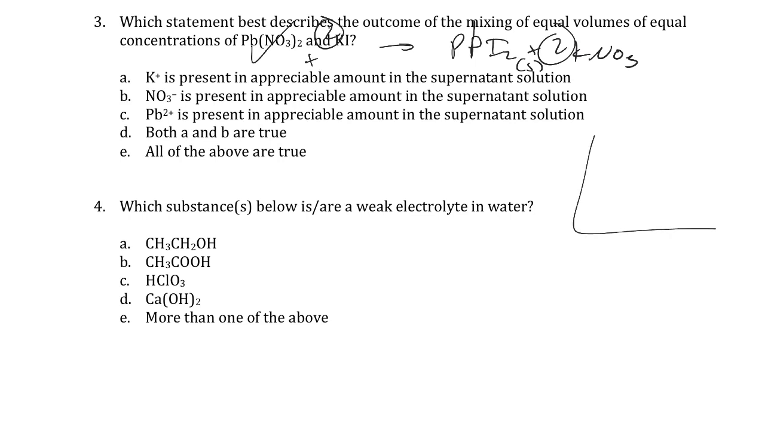So if we imagine having the case here where, let's imagine we have 2 KI's. Let's imagine we have 2 Pb(NO3)2s.